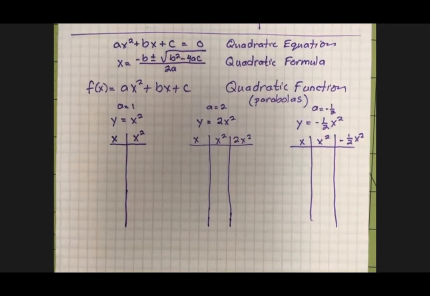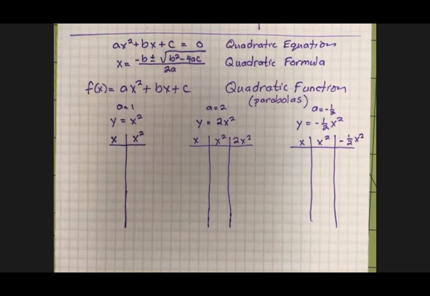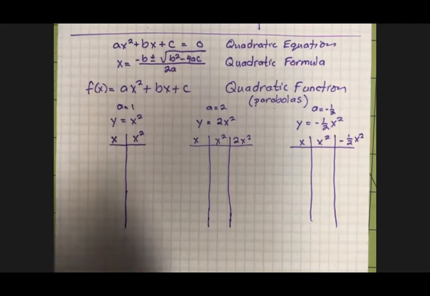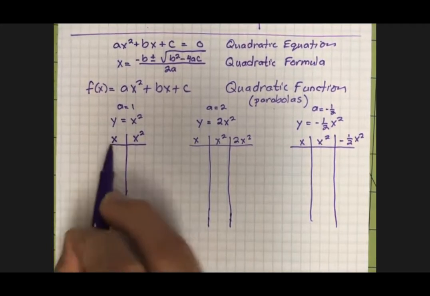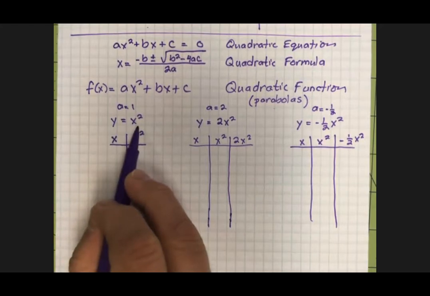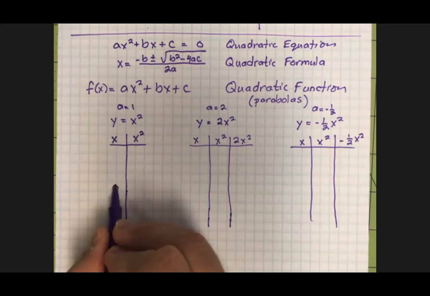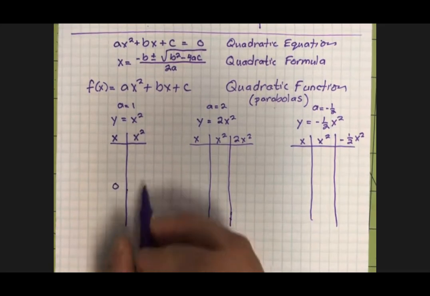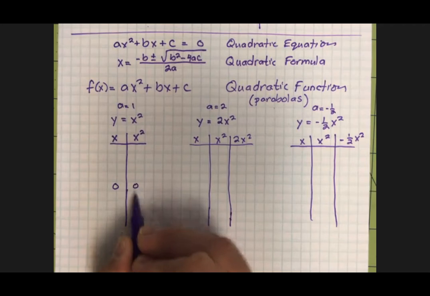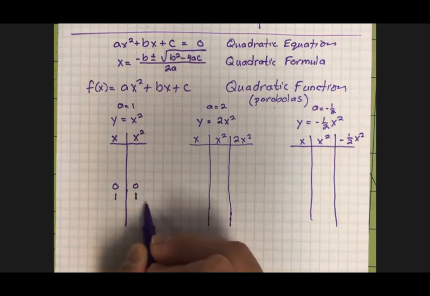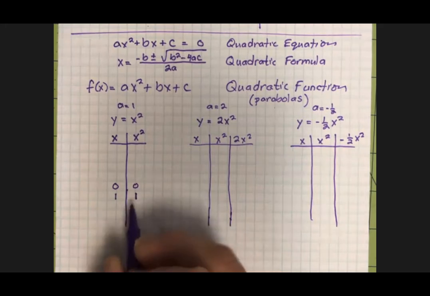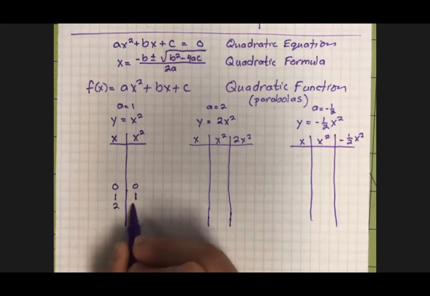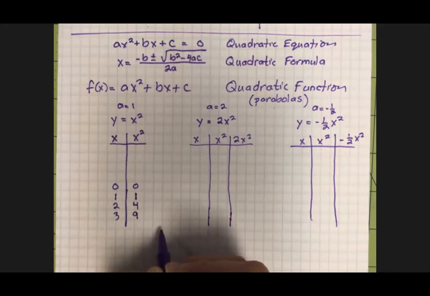So when I'm graphing parabolas, the first thing I do is basically focus on the easiest points I can insert. For squaring things, the easiest thing to square is 0. The square of 0 is 0. 1 is easy to square. 1 squared is 1. And 2 squared is 4, 3 squared is 9. Those are pretty easy points to square.